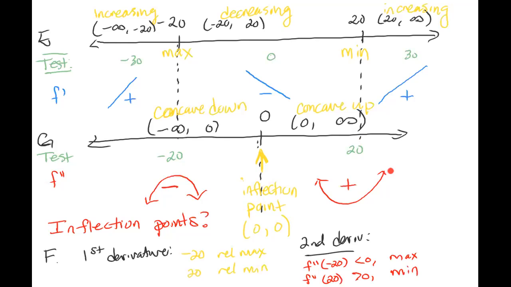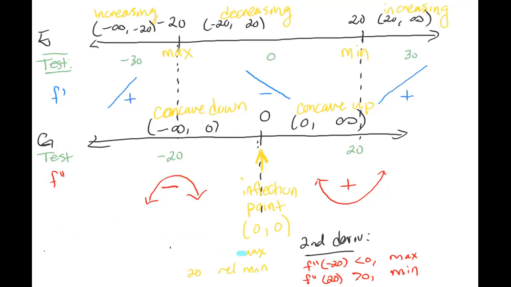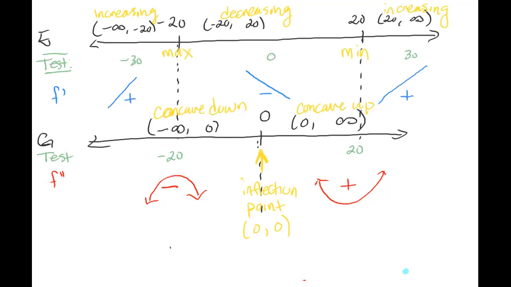So I can tell by the first derivative test or second derivative test that -20 is the location of a relative max, and 20 is the location of a relative min. If I'm going to graph this, perhaps it would be a good idea to actually find the y values corresponding to those max and min points.